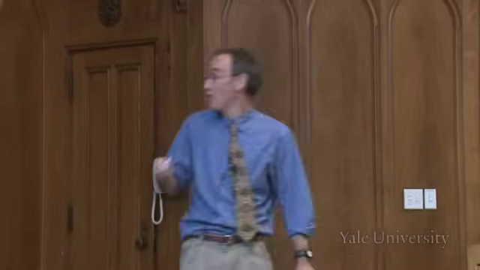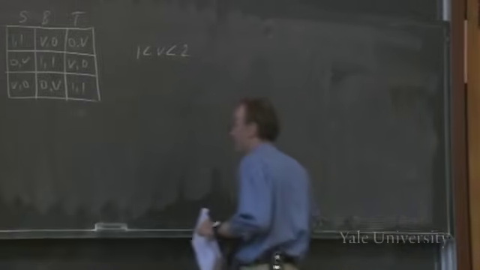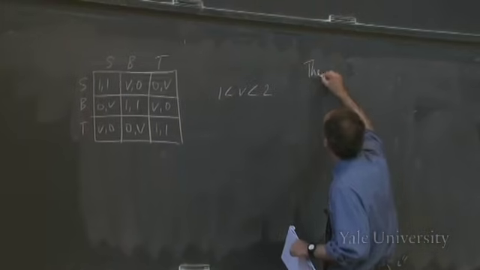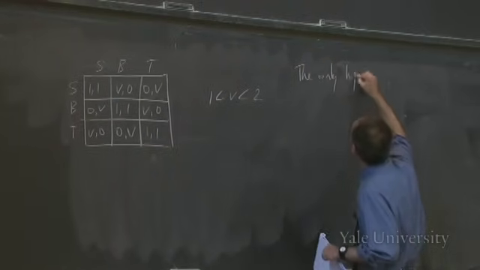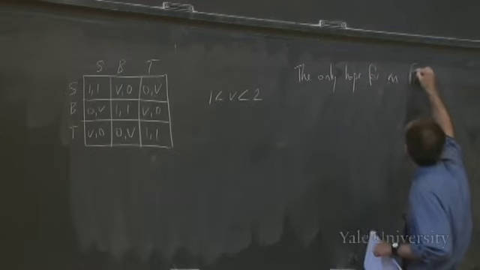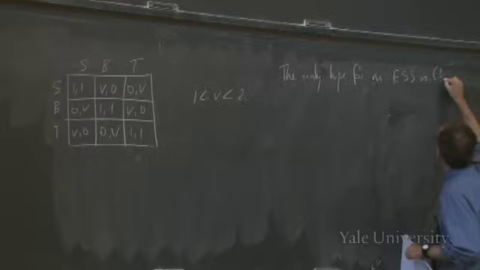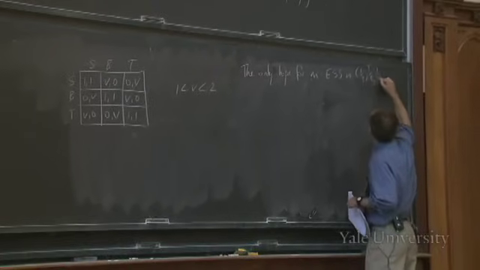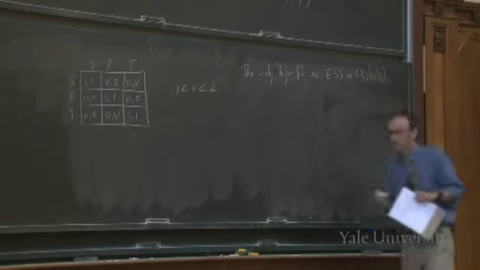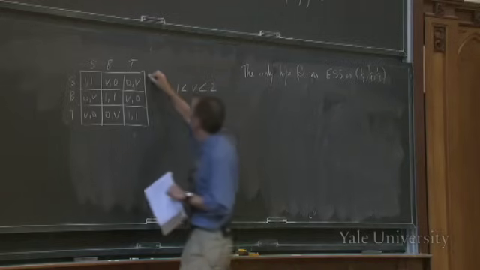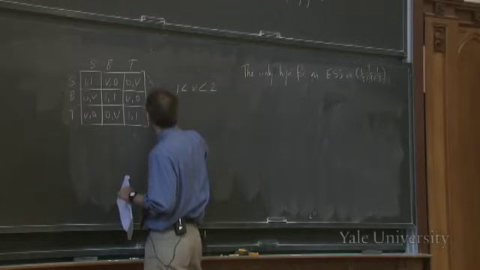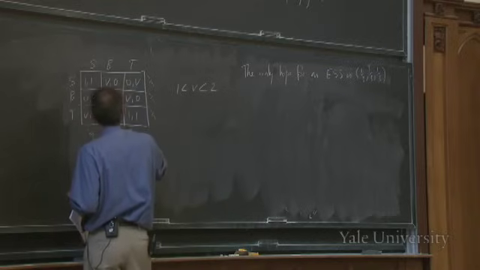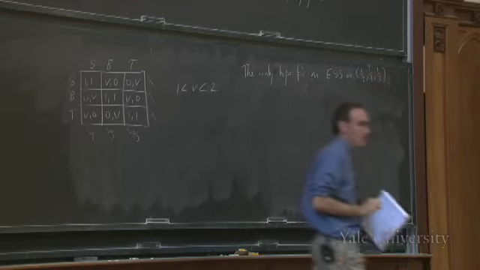Right? Since it's essentially rock, paper, scissors, if there is an evolutionary stable strategy or an evolutionary stable mix, what must it be? One third, one third, one third. Right? So the only hope for an ESS is one third, one third, one third. All right, let's put that in here. So one third, one third, one third. And you can check at home that indeed is a mixed strategy equilibrium.